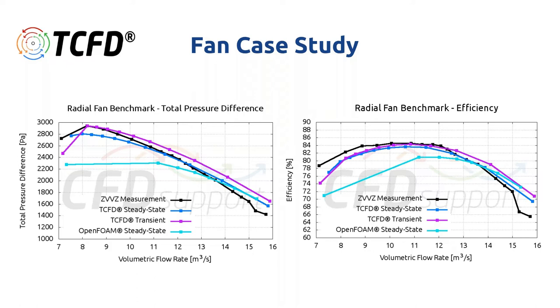A special centrifugal fan simulation benchmark we did together with our partners at VVZ Machinery. And this particular radial fan is quite difficult to simulate. It has very complicated airflow, including a low pressure ratio together with a high flow rate. This combination is very challenging for any CFD. And here you can see the key results, and if you would be interested in more details, you can contact us. We had a pretty good agreement between TCFD results and the measurement. For comparison, we also added a standard OpenFOAM simulation.